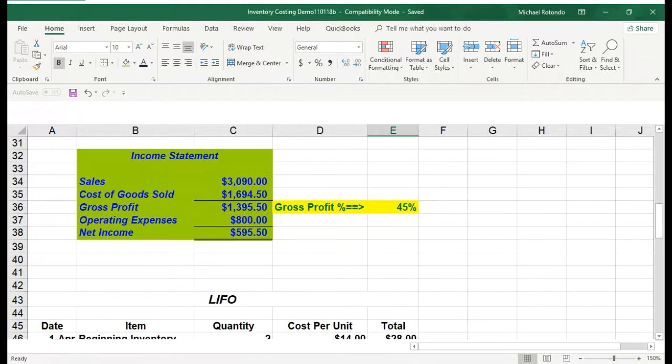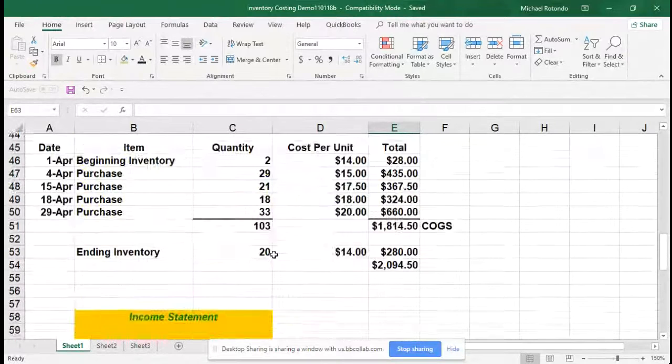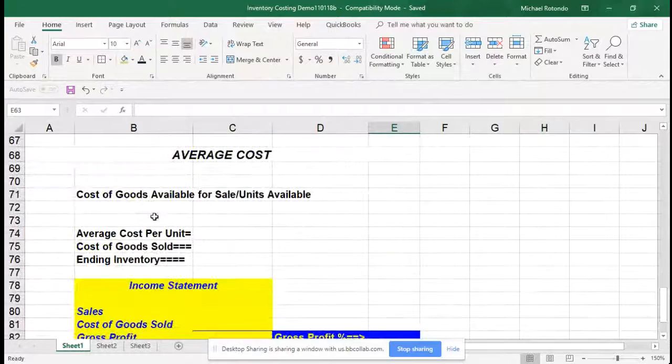So what we do in average cost is we take the cost of goods available for sale and divide it by the units available. So what we're looking for is one cost. Once we get that, the rest of it is pretty easy. So what we need to do is to look at what is our cost of goods available for sale and how many units are available.